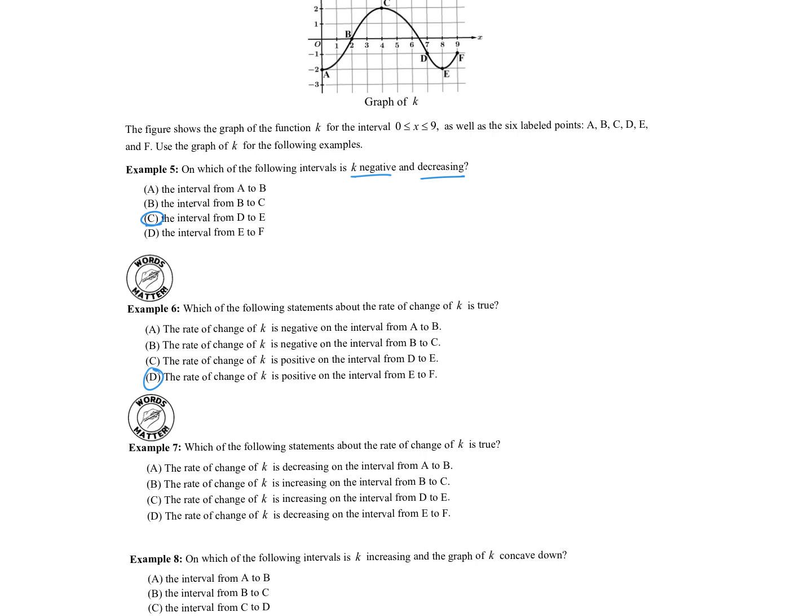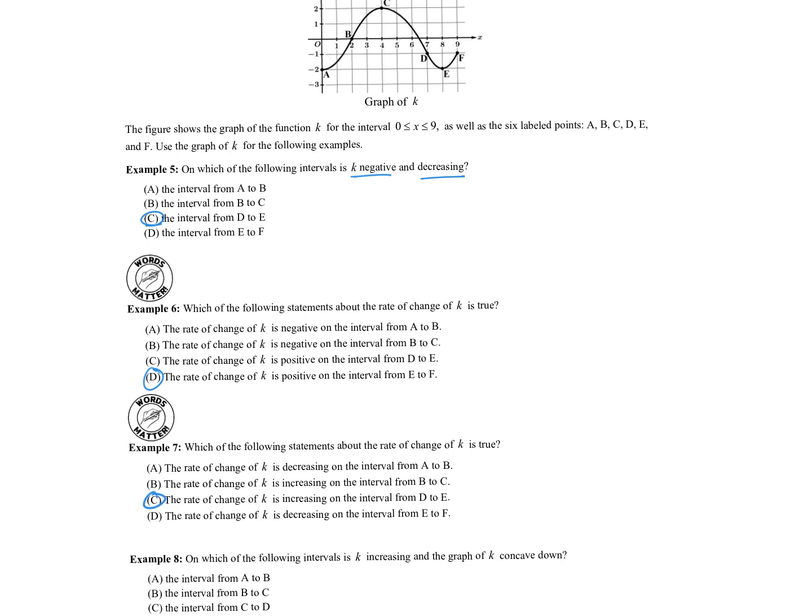All right, let's keep going on B then. The rate of change of K is increasing on the interval from B to C. What does that mean? The rate of change is increasing. That means what? Concave up. So is it concave up on B to C? No. So let's go to C now. The rate of change is increasing. What does that mean? Concave up. So is it concave up from D to E? Yes.